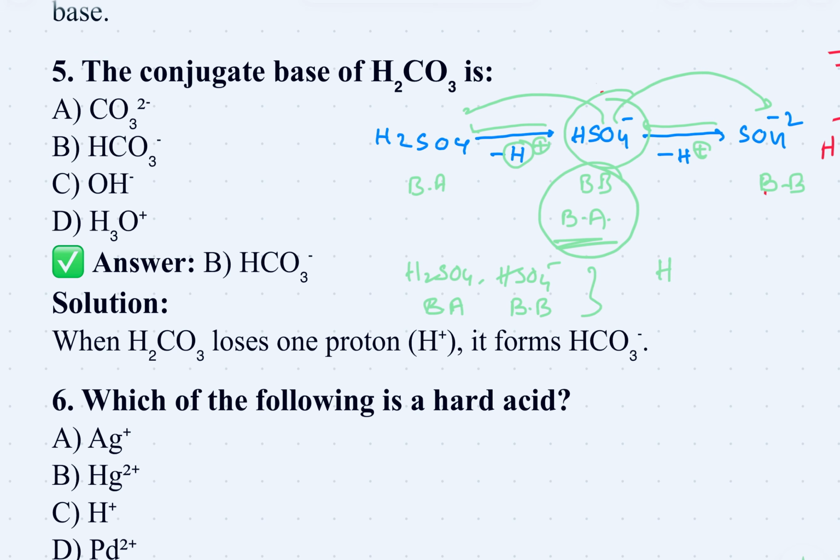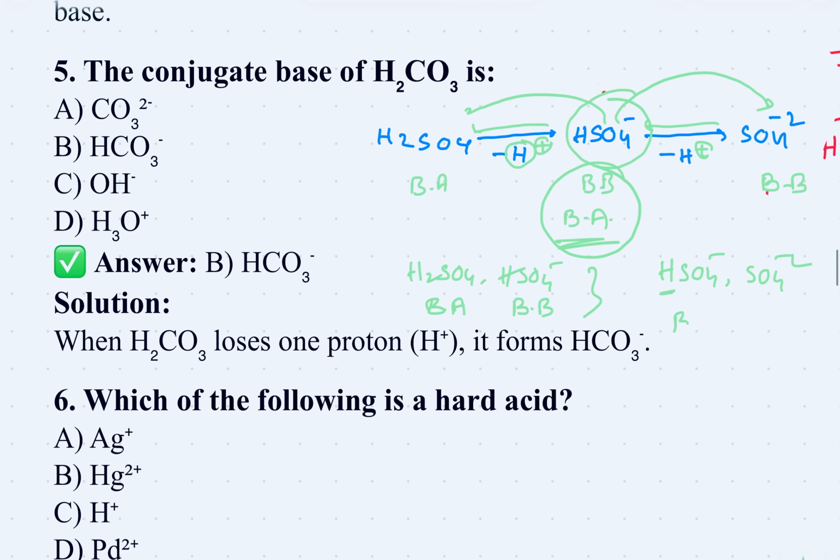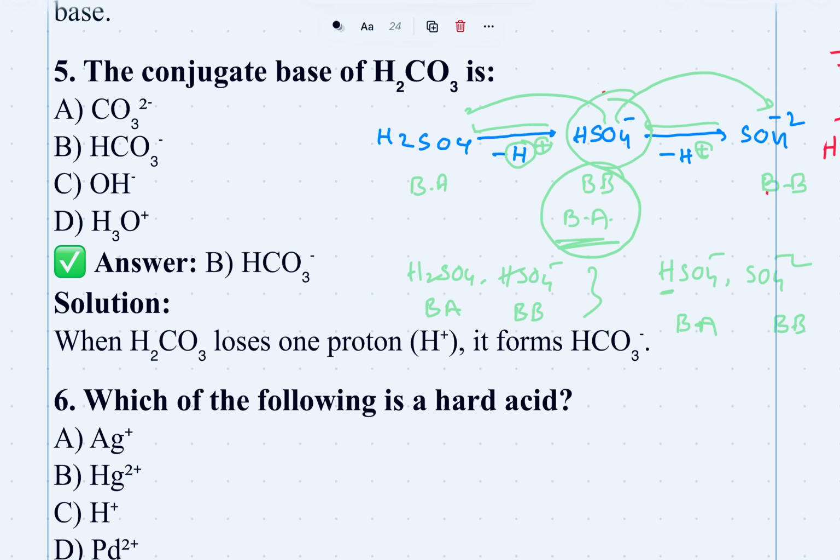When compared to HSO4 minus, SO4 2 minus, you see it can donate. It has H plus. Therefore, this is called Bronsted acid, and this is called Bronsted base. Clear? So we can compare these two. What is the difference between these two? See, the difference is here two hydrogens are there, and here one hydrogen is there.